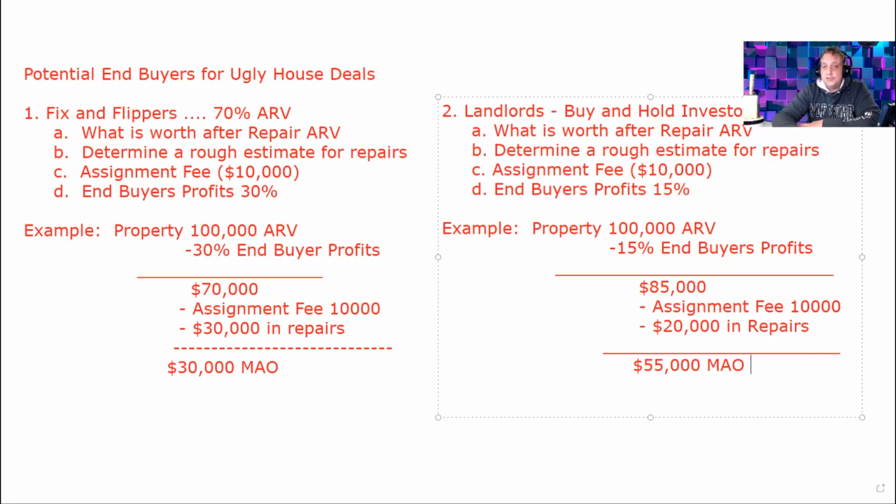Now, there are also some other types of buyers that buy these deals from wholesalers, these cash offer type scenarios where you're offering cash to the homeowner and it's a discounted ugly house deal. We do have fix and flippers that buy those. We have landlords that buy those. There are also institutional big hedge funds and stuff like that that buy these properties.